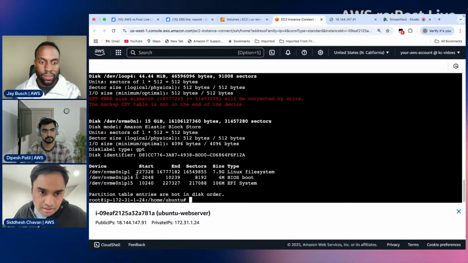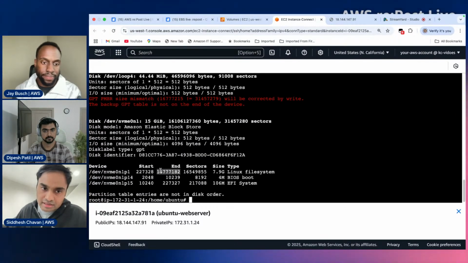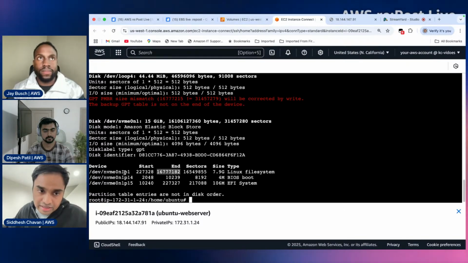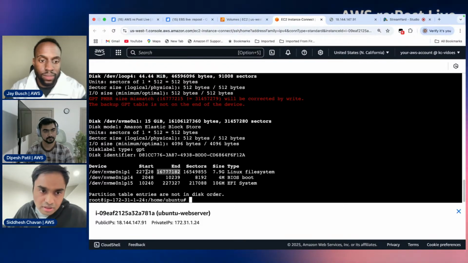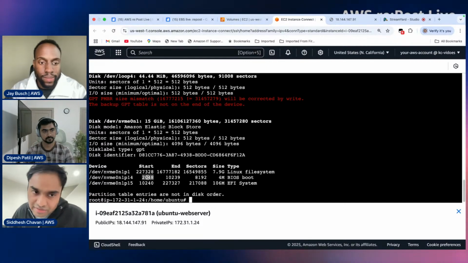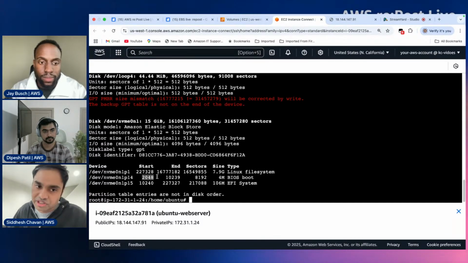In this case, the start and end sectors are here, and nvme0n1p1 starts from 227328 up to 1677182, and this one is starting from 2048. So there is sufficient free space between these two slices.